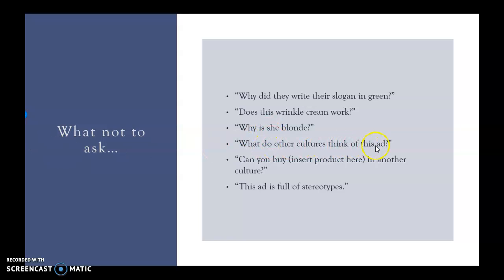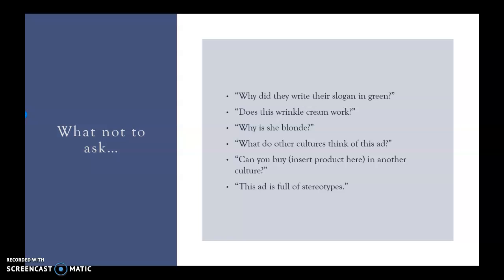What do other cultures think of this ad? Well, there's actually two issues with this question. The first is that no specific cultures have been identified. What other cultures? What culture do you think this ad is about? What culture are you asking this question regarding? And then, of course, the second issue with this is that it's asking about the ad instead of asking about a culture.